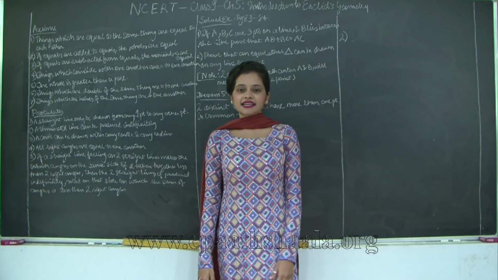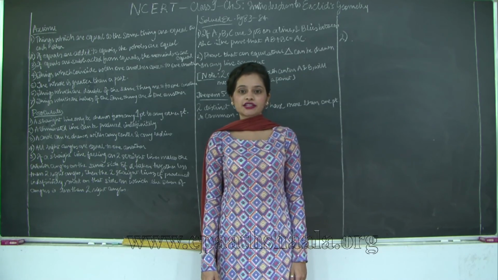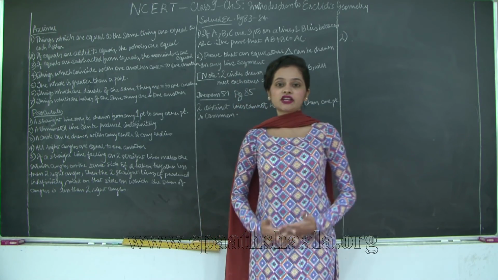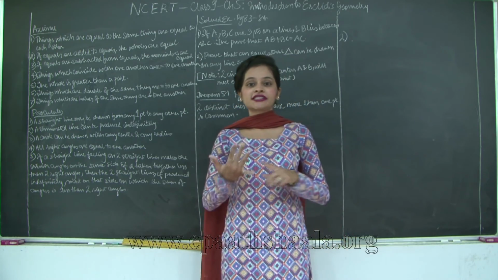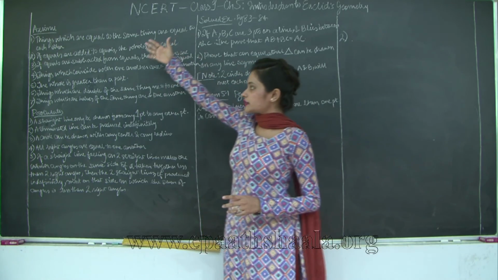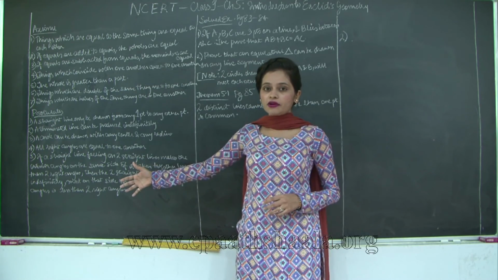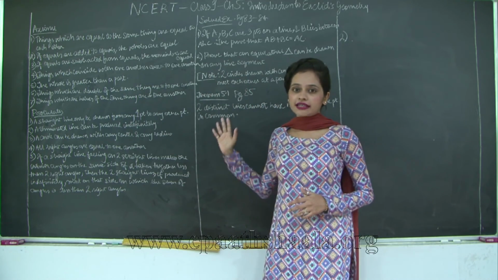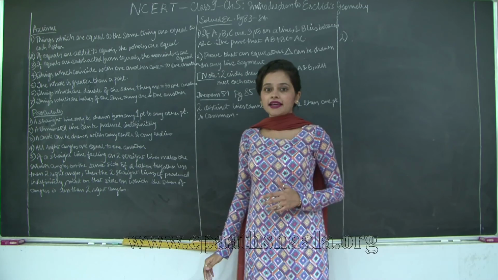Hello students, let us continue with chapter 5, Introduction to Euclid's Geometry. In the previous class, we learnt about certain terms such as definitions, axioms, postulates and theorems. So, I have listed down the axioms and postulates that we learnt about. Using these, we will be solving certain examples and our exercise, that would be 5.1.